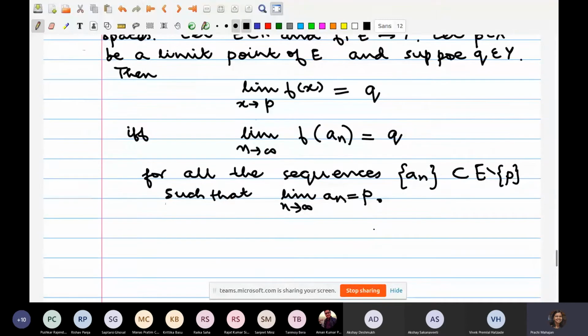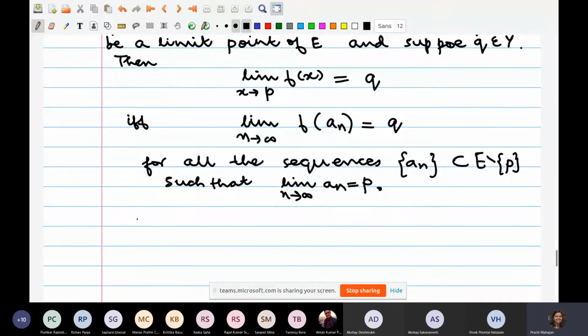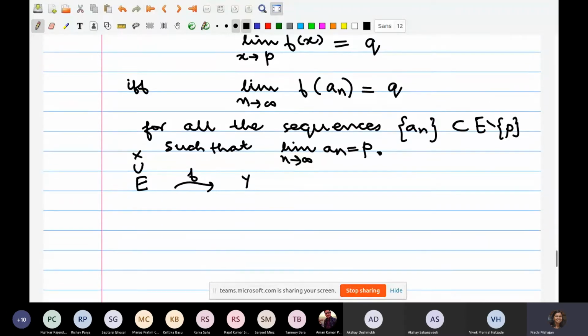Yeah, so let's sort of draw it in pictures. You look at the set E. Here is Y. You have a function. E is sitting in X. So some point P here of X. Look at the point Q. Now you look at any sequence in the set E which is tending to the point P. So let me denote it by this. So this is a sequence of points AN. Then the corresponding sequence in Y, so you look at the image sequence f of AN.